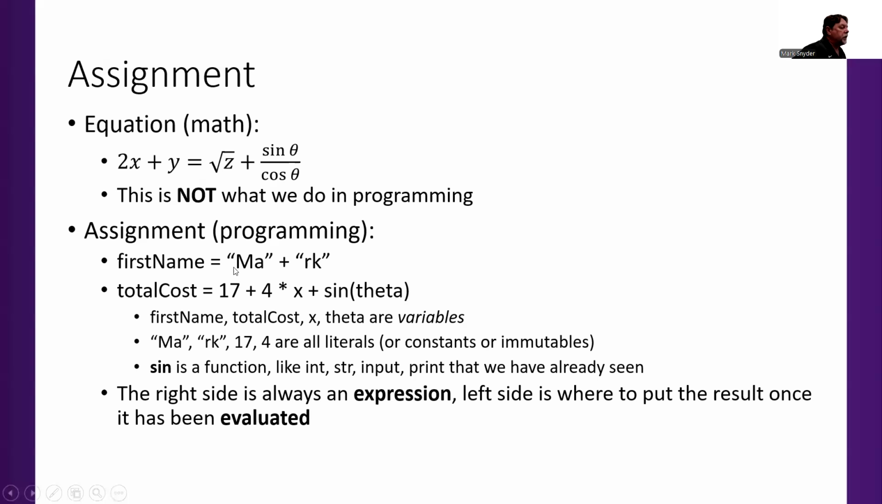So that first one, I would say, take the string literals MA and RK and concatenate them together, which is what the plus operator means with strings. It means concatenation, and assign the resulting string to the variable first name. That's how you would read that. Okay, any questions there? The programs that we've been doing that kind of stuff. Hopefully I'm just putting names to it and not introducing something brand new.